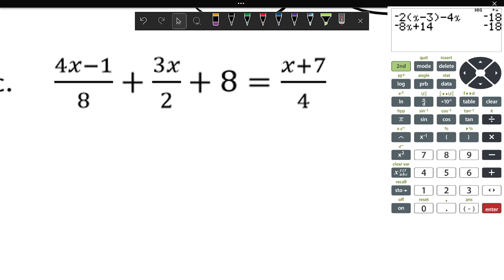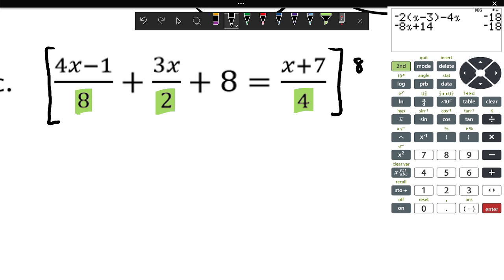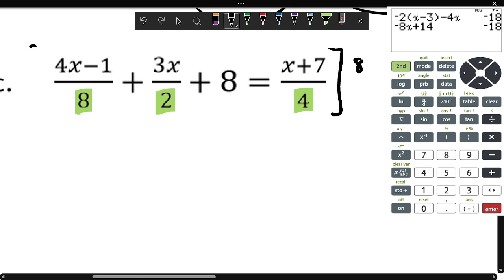When I look across my denominators here, I can see I've got an 8, a 2, and a 4. And it turns out that the number 8 contains all of those elements. So what I'm going to do is multiply every single term on both sides by the number 8.